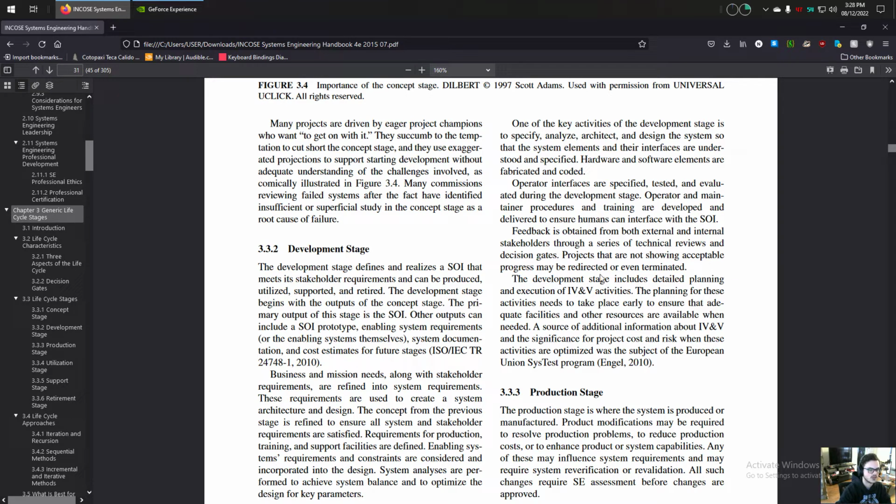The development stage includes detailed planning and execution of the IV&V activities. The planning for these activities needs to take place early to ensure that adequate facilities and other resources are available when needed. A source of additional information about IV&V and its significance for project cost and risk when those activities are optimized was the subject of the European Union SIS test program.